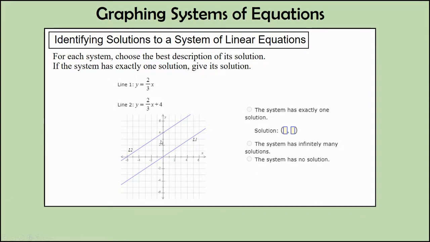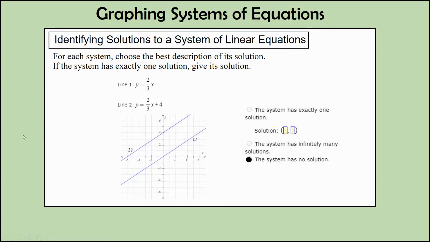Okay, go to our next one. As soon as you see the graph, you should see that these two lines are parallel. What also confirms they're parallel? Their slopes. Go up here and look at their slopes. Both have a slope of 2/3, y-intercept of 0, y-intercept of 4. These two lines are never going to cross. There is no solution to this system.